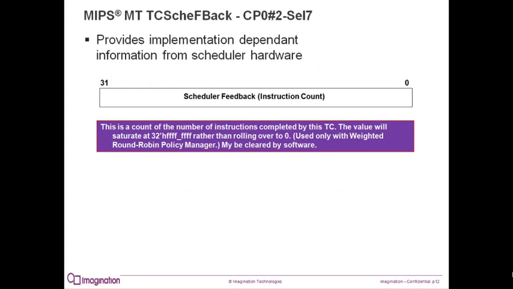The scheduler feedback register is a per TC feedback value from the scheduler hardware to the software. This interpretation is scheduler implementation dependent. For example, it might encode the number of instructions retired in the instruction stream corresponding to the TC since the last time the value was cleared by software, as is the case in our reference design of the weighted round-robin policy manager.